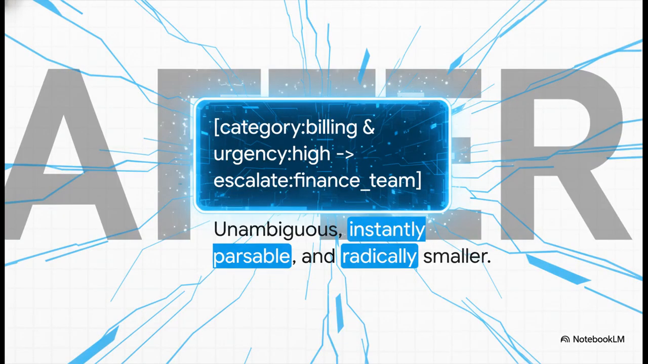And now, here's the after. Check this out. That exact same logic, compressed into one single dense line of markdown. Category: billing and urgency: high, escalate: finance team. There's no ambiguity there. It's instantly parsable, and it is radically, radically smaller. This is what I'm talking about. You've just turned a whole paragraph of fluffy prose into a single line of high-performance code.